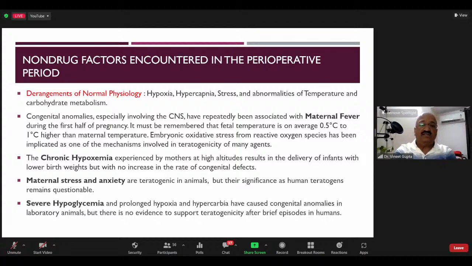Then maternal stress and anxiety are teratogenic in animals, but their significance as human teratogens remains questionable. Severe hyperglycemia and prolonged hypoxia and hypercarbia have caused congenital anomalies in laboratory animals, but there is no evidence to support teratogenicity after brief episodes in humans. So brief episodes are not going to harm as we think they will.